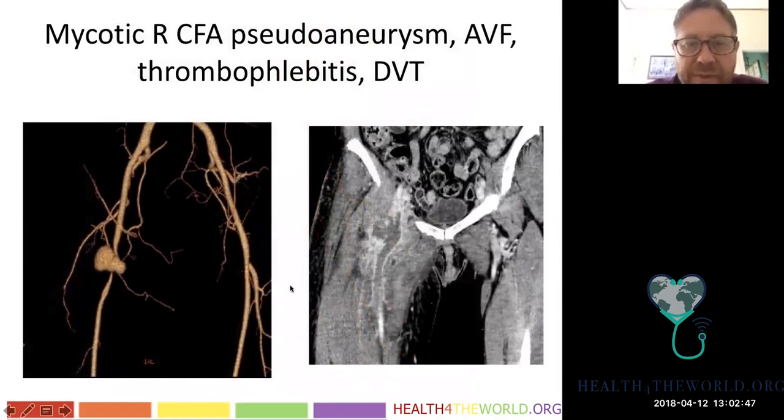So this is a mycotic pseudoaneurysm with an AV fistula, because there's a connection between the pseudoaneurysm and the vein here, right here, with thrombophlebitis and DVT. Thrombophlebitis because there's edema and inflammation around this, as indicated by the edema. And then, of course, there's a DVT. It's rare to see them all together, but here we do.